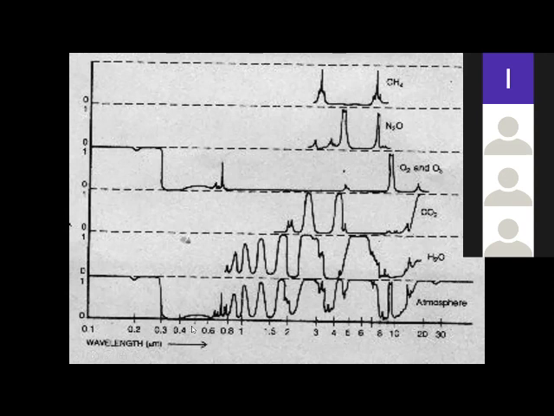Now, if you know, the visible is in this area, right? And then these are different gases in the atmosphere, some of the different gases. Now, if you take, for example, carbon dioxide, here on the y-axis we have 0 to 1. That means this is the absorption of radiation by different gases. Now, 0 means no absorption, 1 means total absorption.